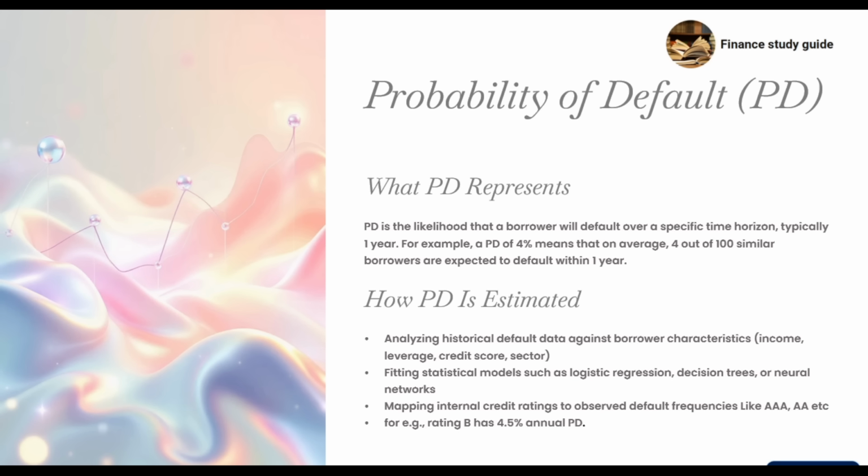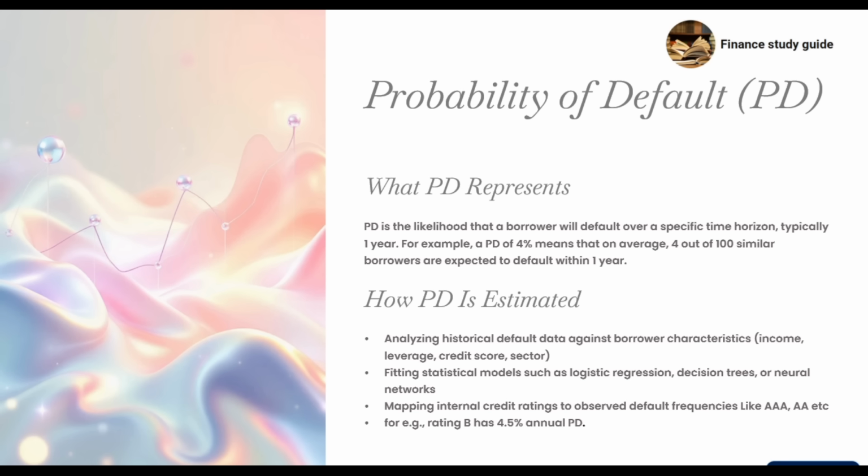Probability of default, or just PD. PD is the likelihood that a borrower will default over a given horizon, often 1 year. Example, a PD of 4% means on average 4 out of 100 similar borrowers are expected to default in 1 year. How is PD estimated? Modeling of PD is not in scope of this video, but if you want a separate session on PD modeling, then do let us know. Just to touch briefly on PD modeling, banks often assign a historical credit rating to each borrower and map internal credit ratings like AAA, AA or A, etc. and observe default frequencies. For example, rating B has a 4.5% annual PD.